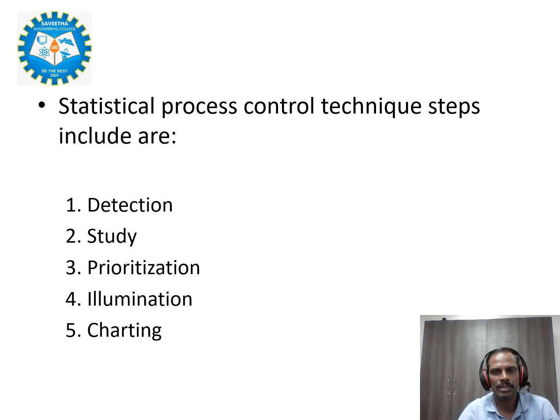In statistical process control techniques, the different steps include detection, initially finding the problems, and after that studying how to control them, and prioritization. Before running the equipment, we have to analyze it. In the running section, we can find the measures, sort out the particular section itself, then eliminations and charting, based on the values taken, and those values are charted.